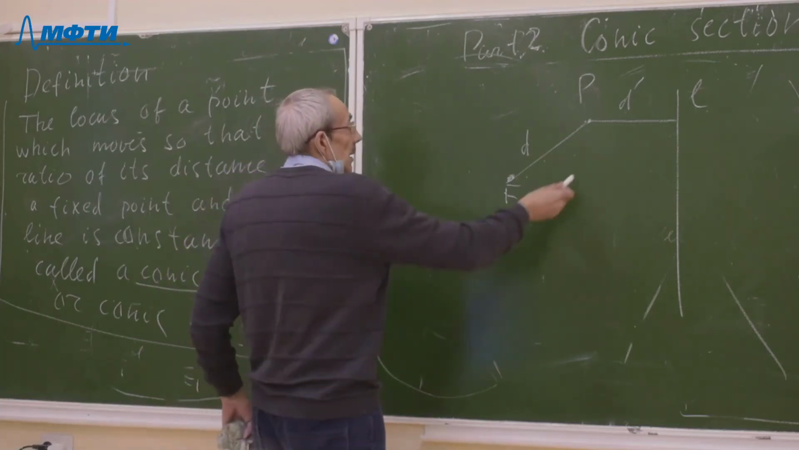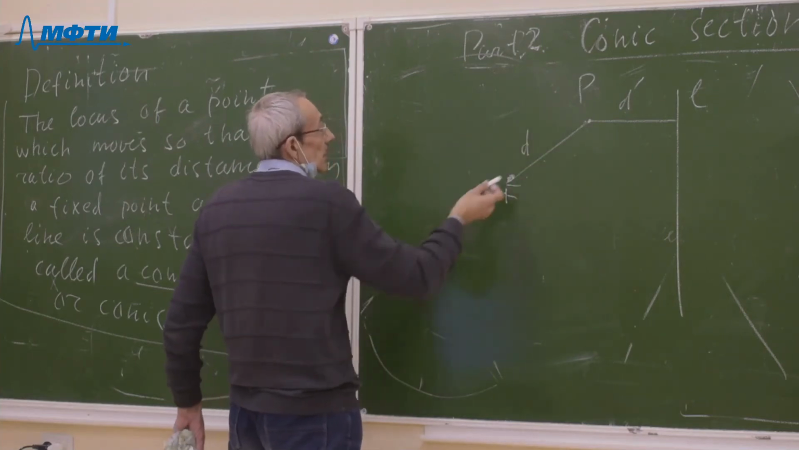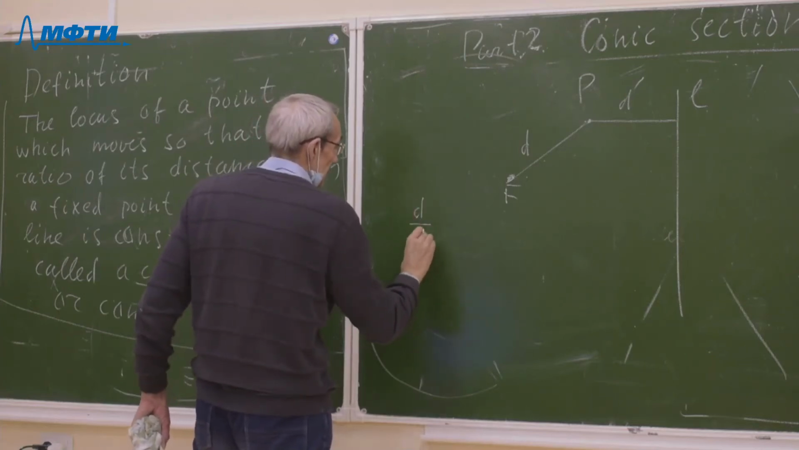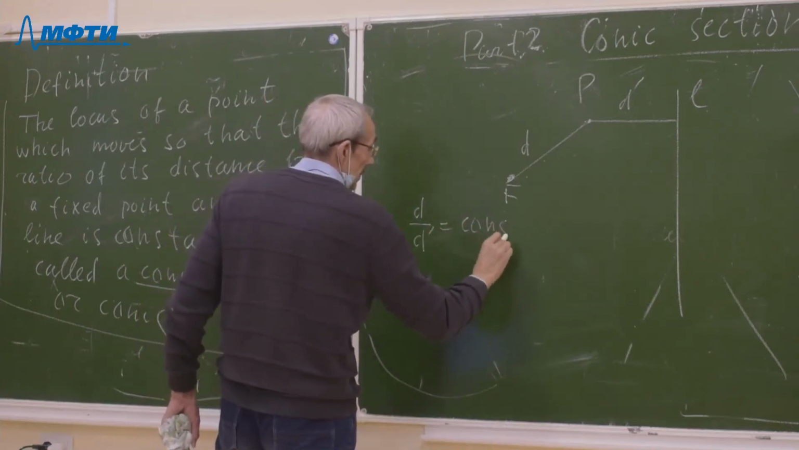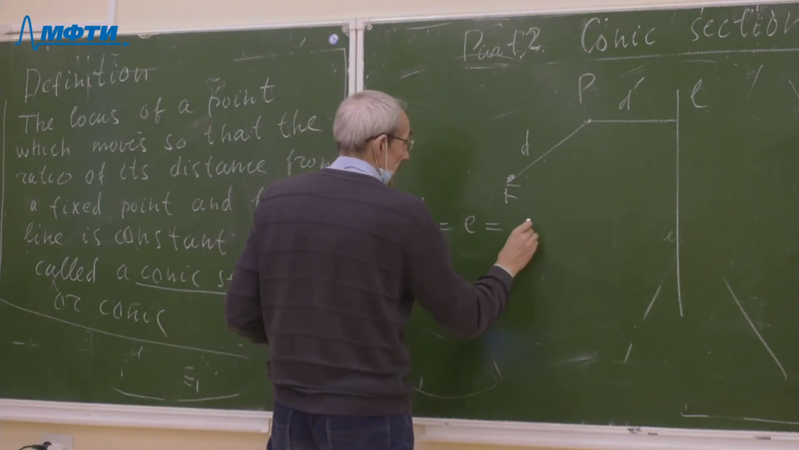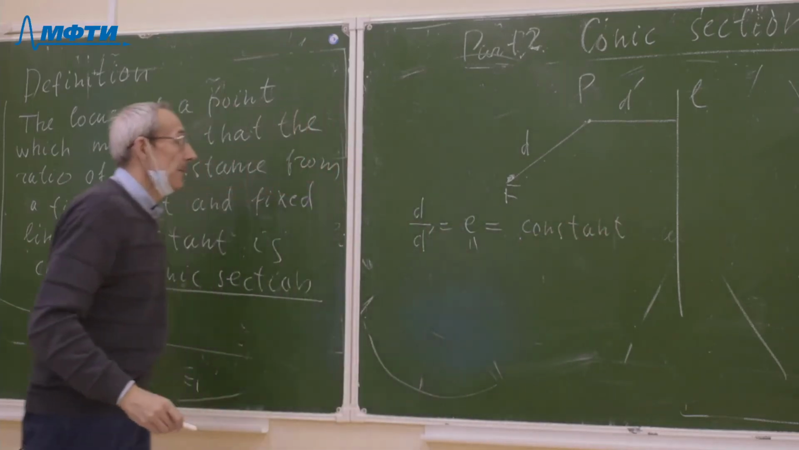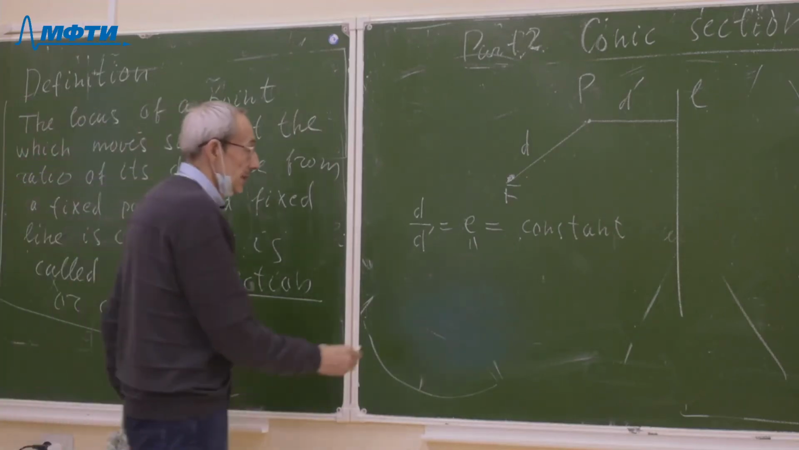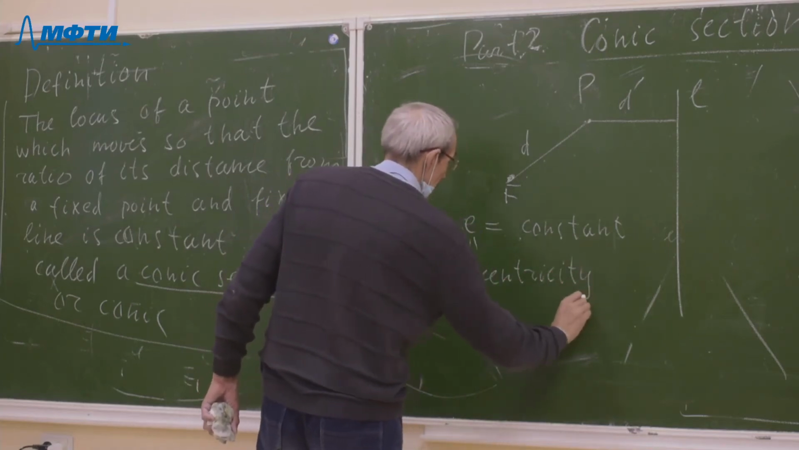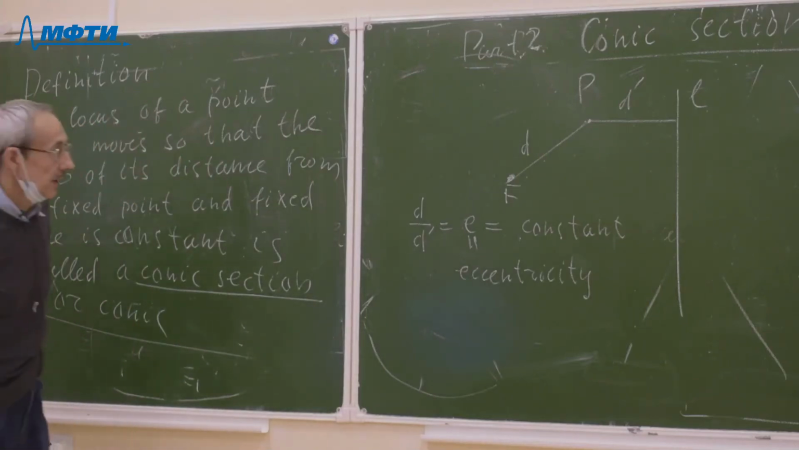And we consider the locus of the moving point P such that the ratio D over D prime is equal to a constant. Let's denote this ratio by E. And this ratio is called eccentricity. This ratio is constant, the eccentricity.